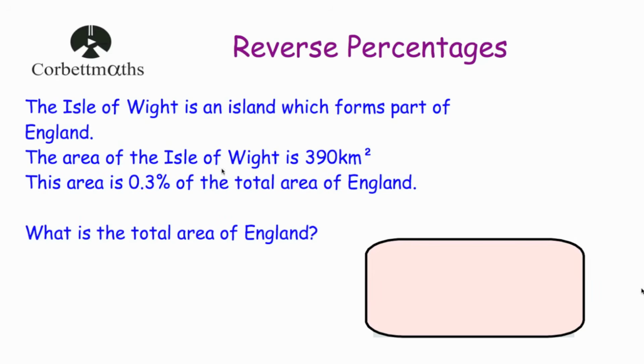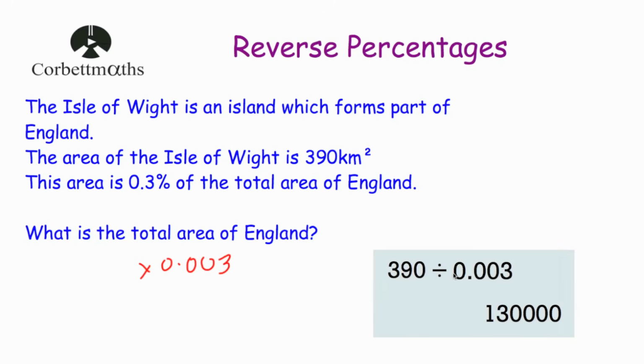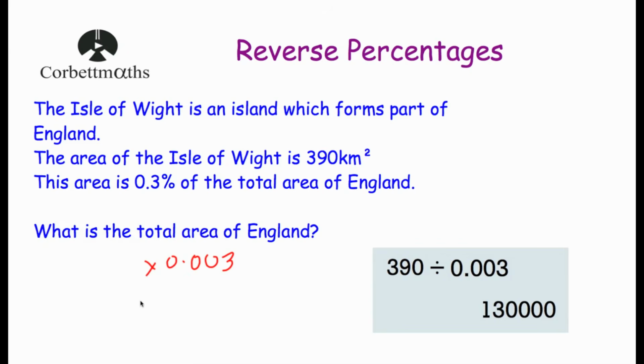And finally, in our last question, we knew that the area of the Isle of Wight was 0.3%. So to find 0.3%, you would multiply by 0.003. So if you just divide your 390 by that 0.003, you would find the total area of England. So on a calculator paper, you could have just divided by the multiplier that would have been used, and that would tell you your original.